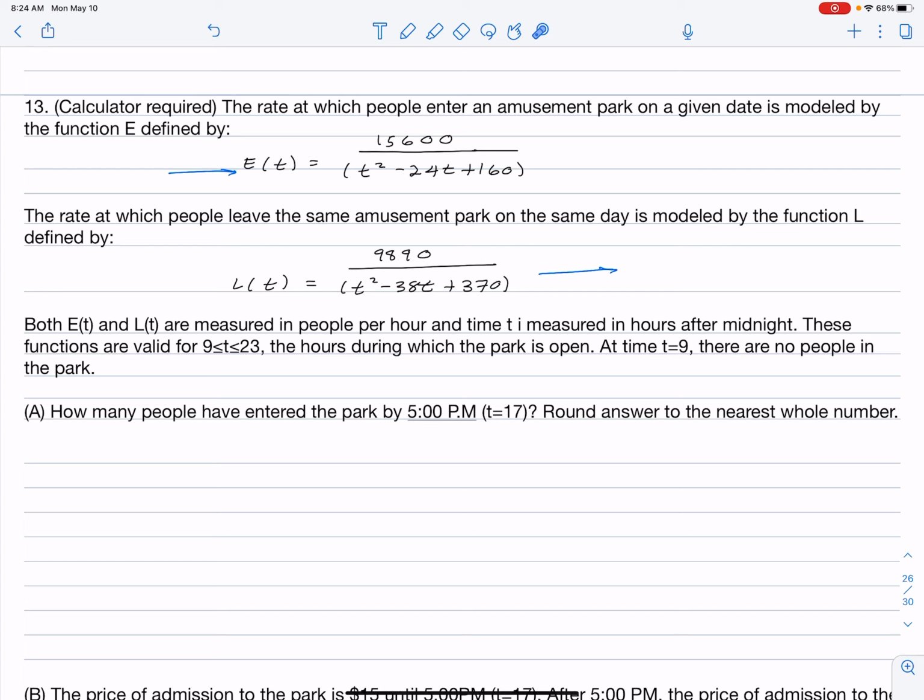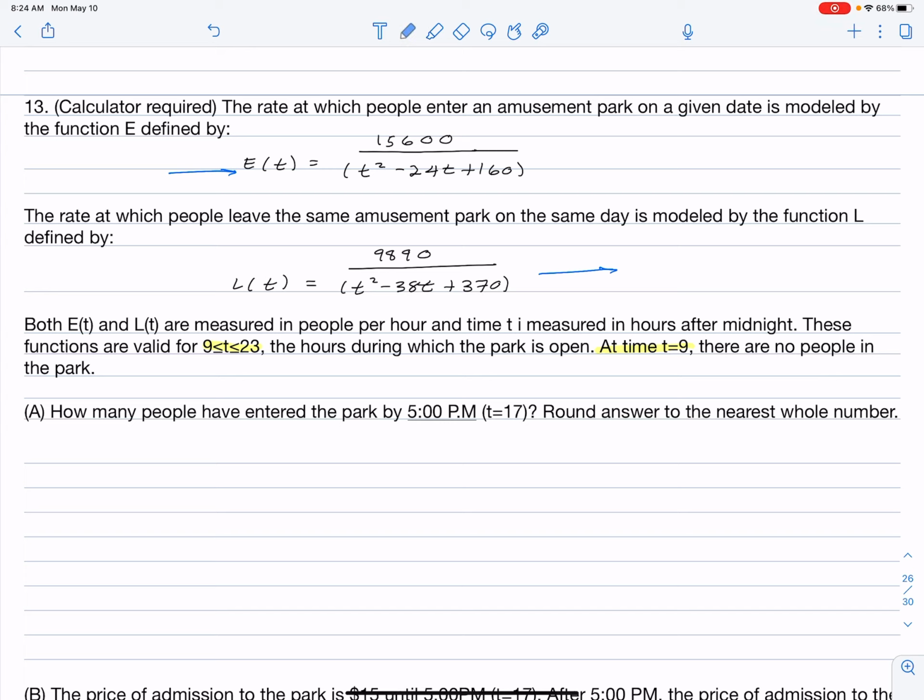So that being said, let's just take a couple notes here. As I said, from time 9 to 23, these functions are good for that time, where t is the time after midnight. And we also know that at time t equals 9, there's no people in the park.